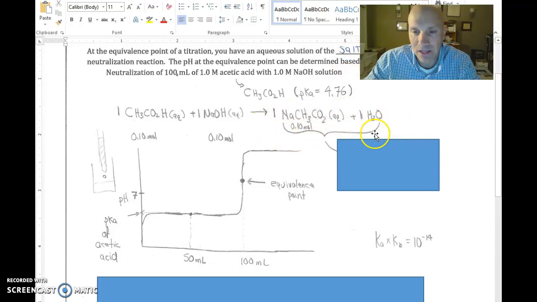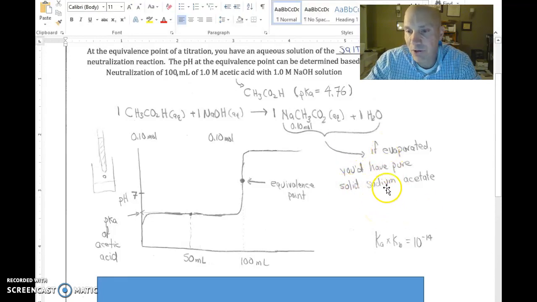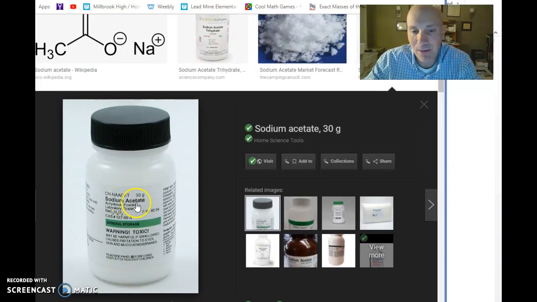All right. And so the interesting thing about this is, if you were to take what's left in the solution when you're done with the neutralization and just sit it out and let it evaporate, all right, you would essentially have pure solid sodium acetate. All right. So just to give you a little feel for what that means, sodium acetate is a common chemical. You can buy it. All right. So it would be a white solid powder. It's actually not that harmful, and it's going to be slightly basic.